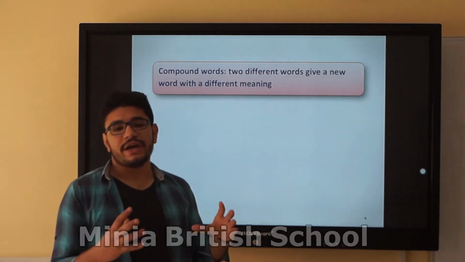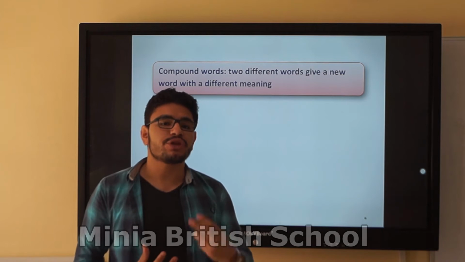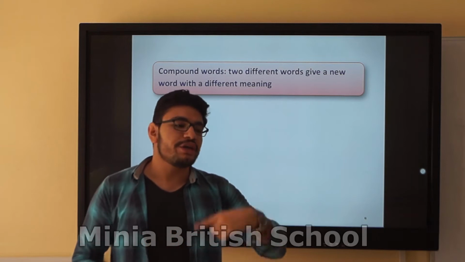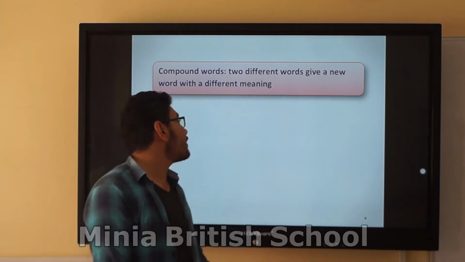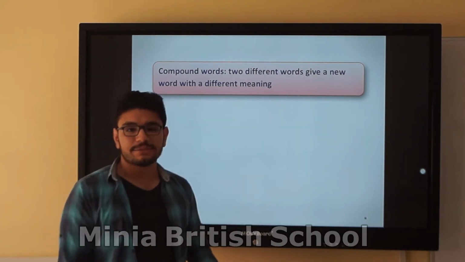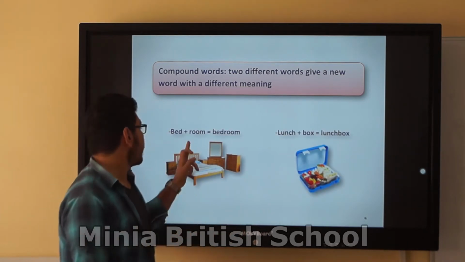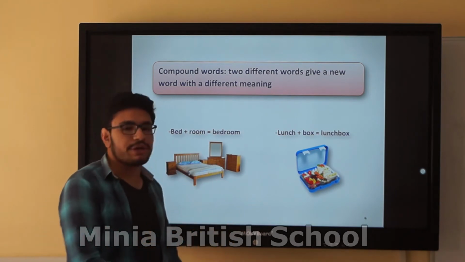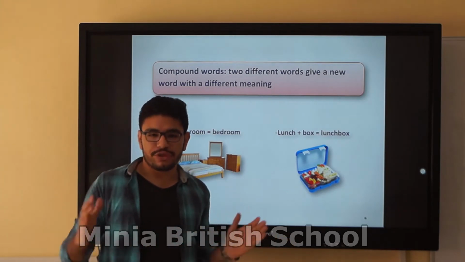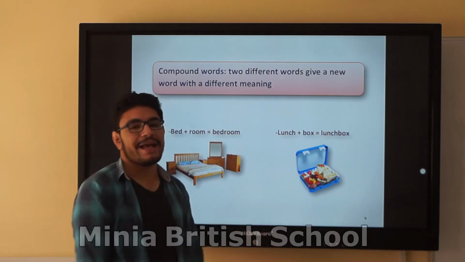Here we'll study nouns called compound words or compound nouns. What are compound nouns? Compound nouns are two words or two nouns. We gather them together to make a new word. Two different words give a new word with a different meaning. Here we have two words: bed and room. Bed we use to sleep on, and room, like the many rooms that we have. But if I gather bed and room together, I will have a new word called bedroom, a room which you can sleep in.